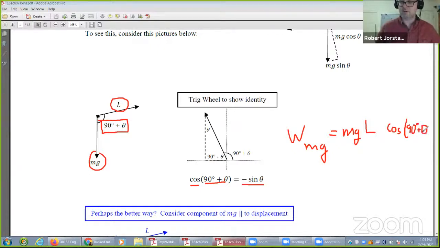But nobody would ever write it that way. We would immediately use this trig identity to change this to sine theta. And this shows you why not knowing all the different ways is kind of painful. I'm going to show you another style that makes this a lot more intuitive in just a second. All right, but any questions about the work done by mg?